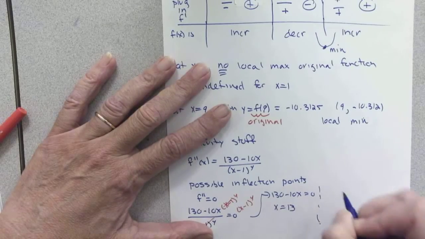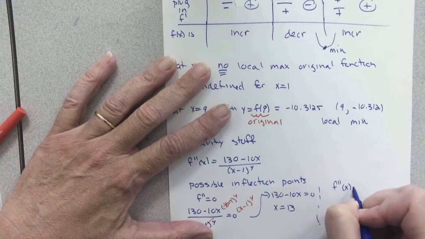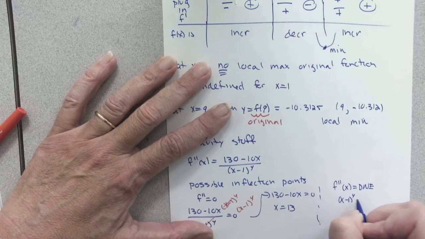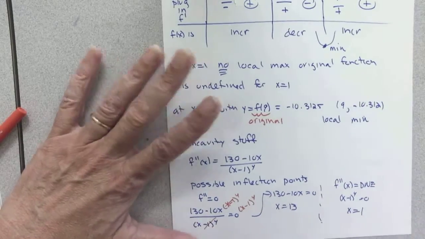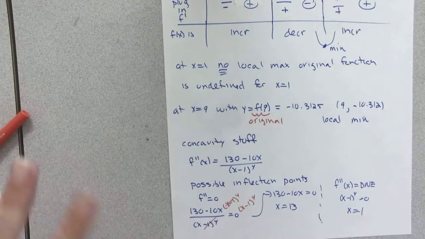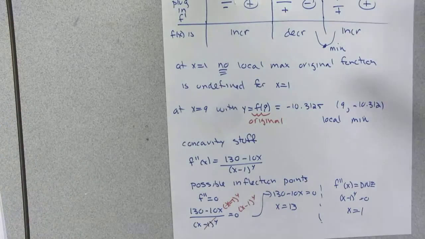Then the does not exist case. Again, I look at that denominator, and that x equal 1 creeps up again. Any place where that denominator, where the original function is undefined, is going to keep creeping up over and over and over again.